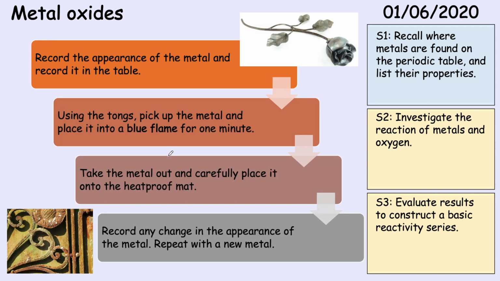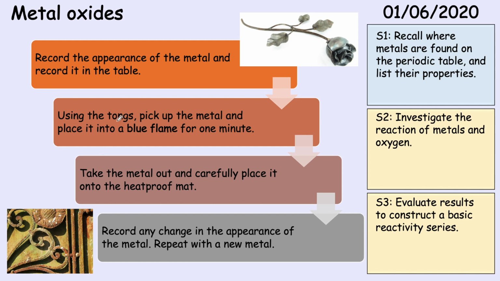Now usually if I was doing this as a lesson, I'd do it as a practical. But since we can't do it as a practical, I'm going to talk you through it with one example. Here we have an iron rose. And we'd look at the metal to start with and we'd say, well, what does it look like? Well, it's silver and it's shiny.